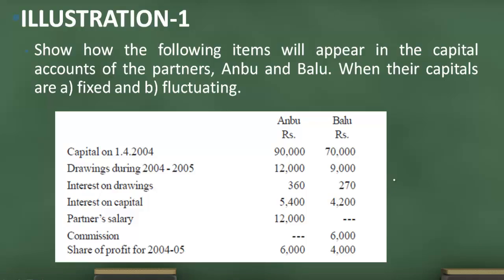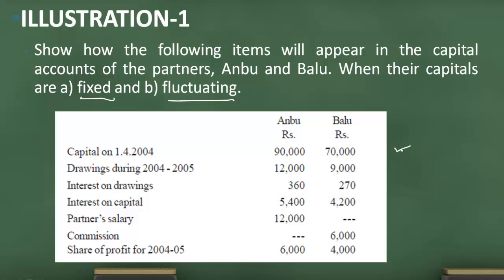Dear students, let us understand the fixed and fluctuating capital by looking at this example. Show how the following items will appear in the capital accounts of the partners Anbu and Balu when their capitals are fixed and fluctuating. So we have to prepare capital accounts under both the methods, fixed and fluctuating. And what is the information available?